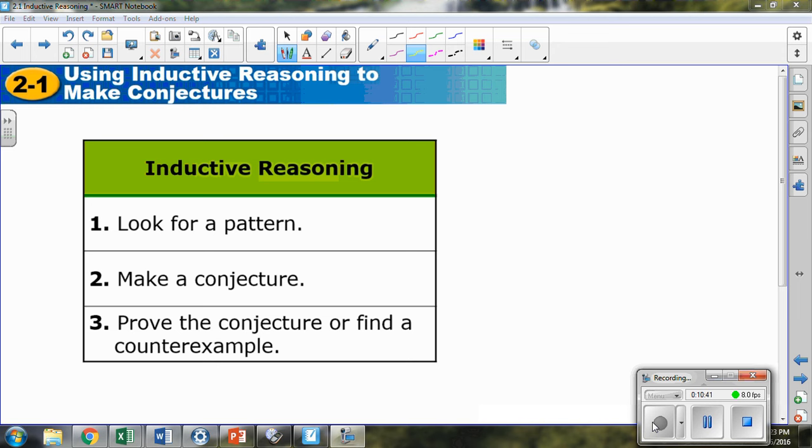By and large, inductive reasoning is going to follow the path where you will search for a pattern and then make a conjecture based on the pattern you see. That doesn't guarantee that you're going to be correct, though. So after you make your conjecture, you'll want to either prove it, that's one of our critical standards that we'll work on throughout the year, or try to find a counterexample showing that your guess didn't actually work.